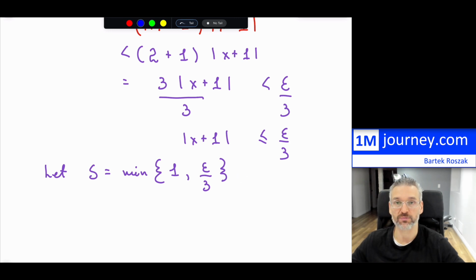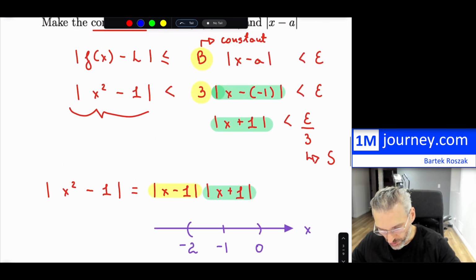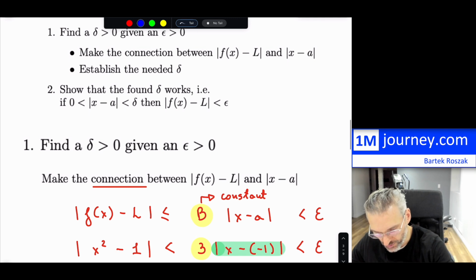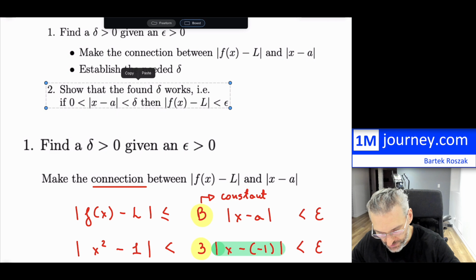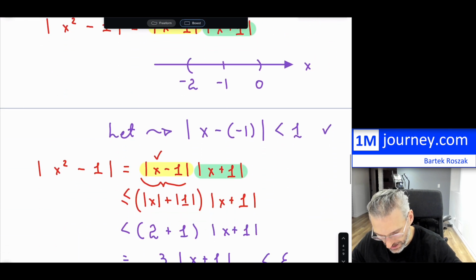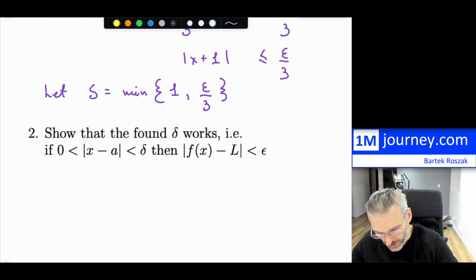So now, what's next? Well, in order to finalize your proof, this is your step number 2, you have to show this. So I'm going to copy this down. So now we're going to be showing that for what we have found, so here's our delta that we have found, that it actually works.